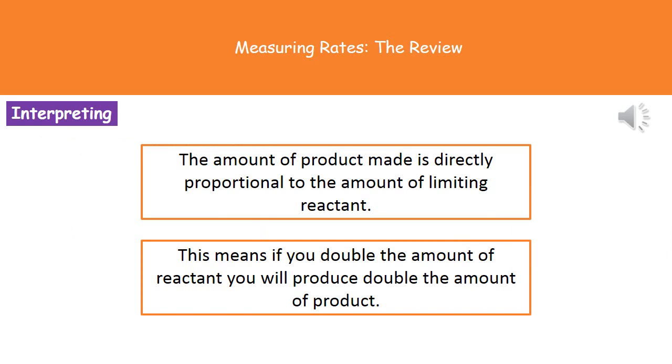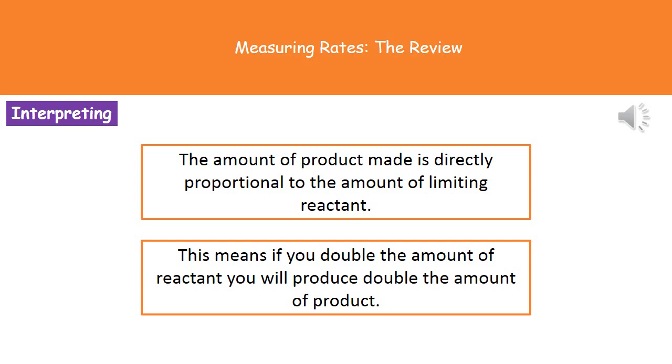One other thing to remember is that the amount of product we make is directly proportional to the amount of our limiting reactant. So what that means is if we double the amount of our limiting reactant, we are going to double the amount of product. If we halve the amount of our limiting reactant, we halve the amount of product. So just be wary on this one.